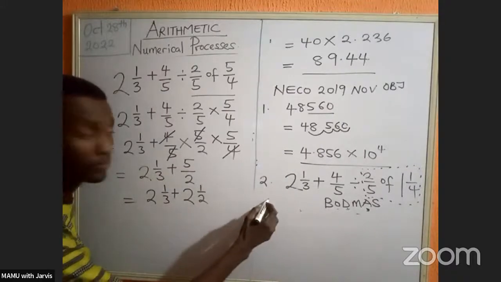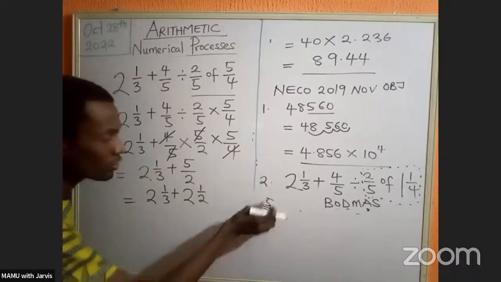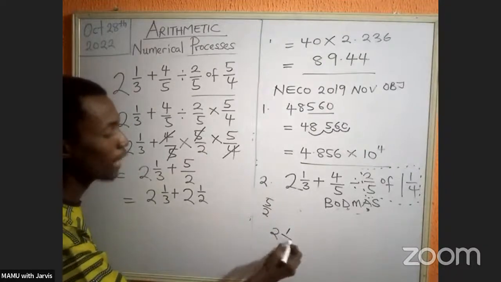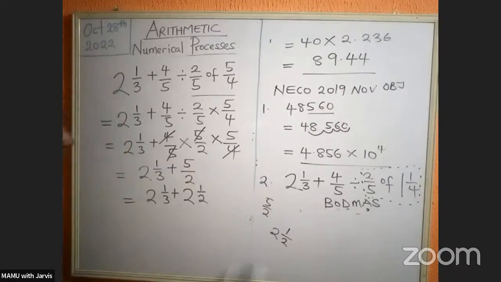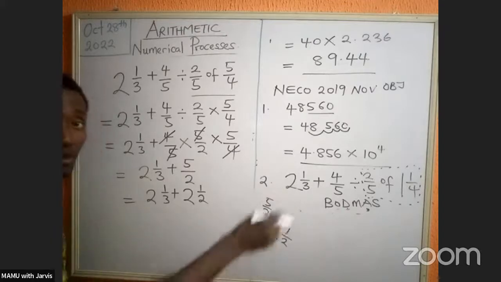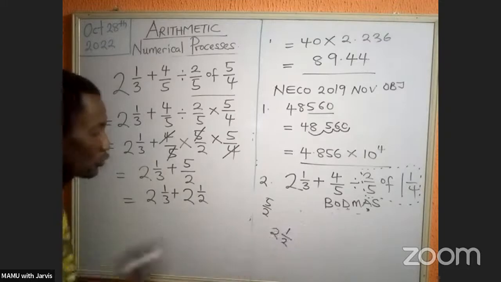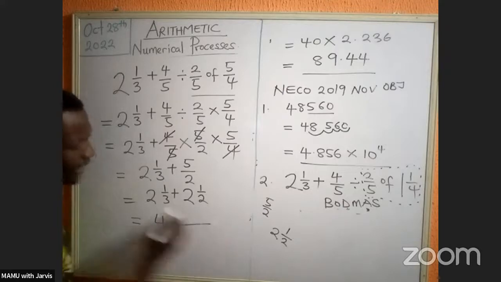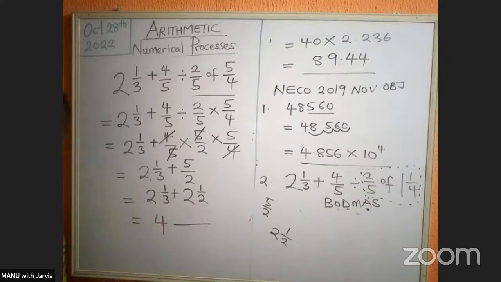How is that gotten? 5/2. How many 2's can I get from 5? 2. What is remaining? 1 out of 2. How many 2's can I get from 5? 2. 2 times 1, 2. 2 times 2, 4. And I'm left with 1. So at this point, I'm going to add this one. 2 plus 2 will give me 4. And then I can now take care of the fractions in addition mode.